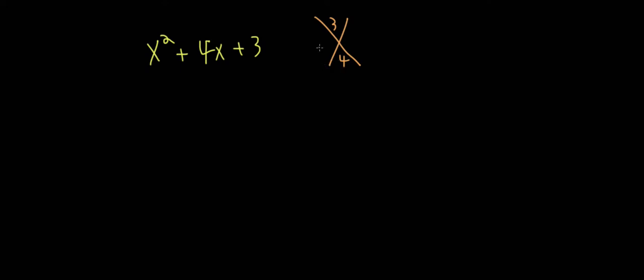So in this case, those two numbers have to be 1 and 3. 1 times 3 is 3 and 1 plus 3 is 4. So those are our two factors. So we can rewrite it as x plus 1 times x plus 3.